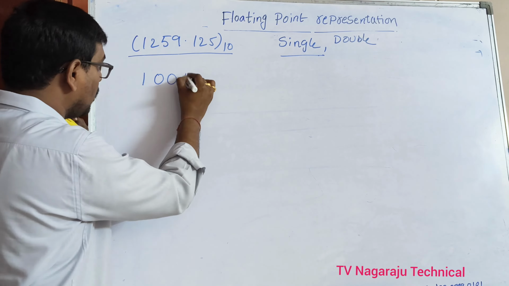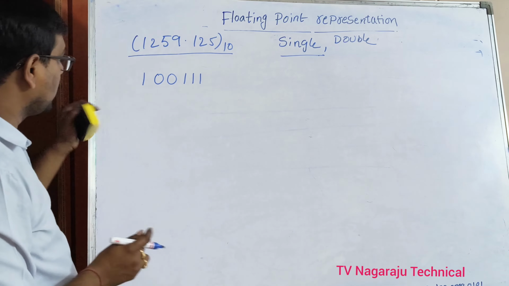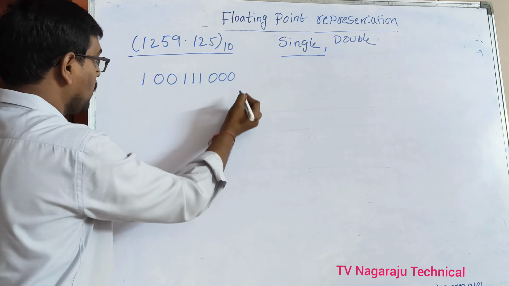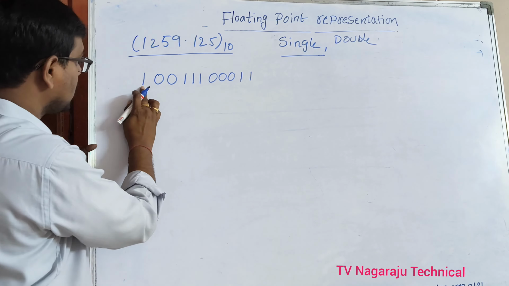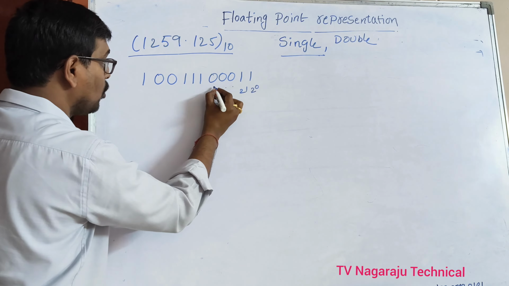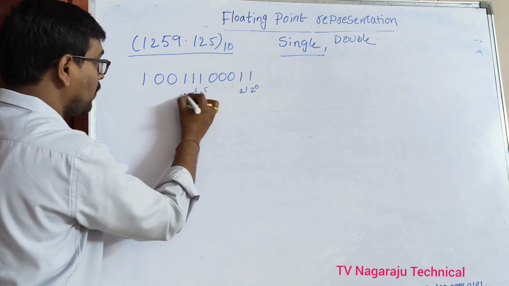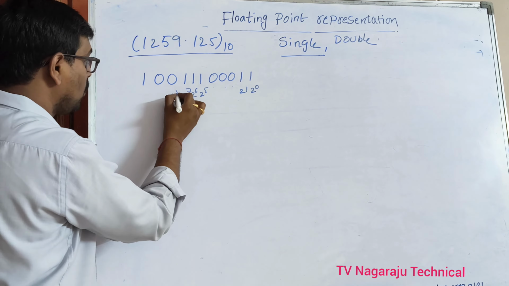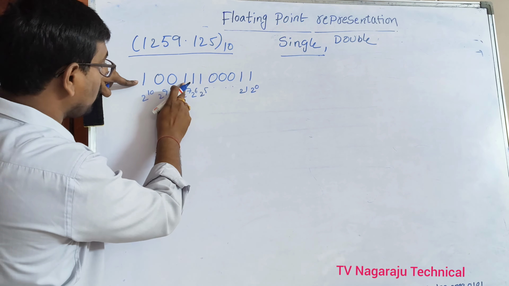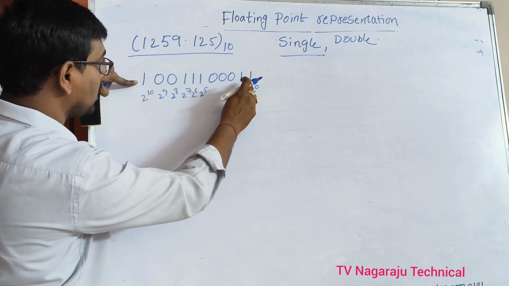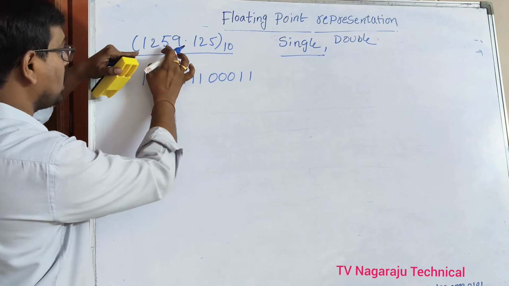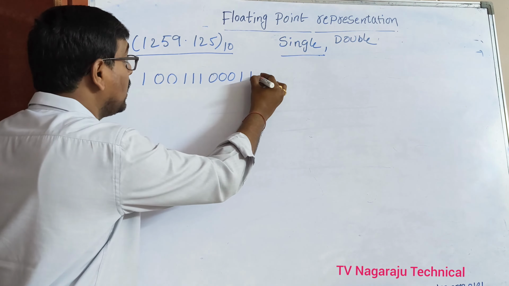2 power 0, 2 power 1, 2 square, 2 cube, 2 power 4, 2 power 5, 2 power 6, 2 power 7, 2 power 8, 2 power 9, 2 power 10. So 1024 plus 128 plus 64 plus 32. So clear? This is my binary representation for 1259.